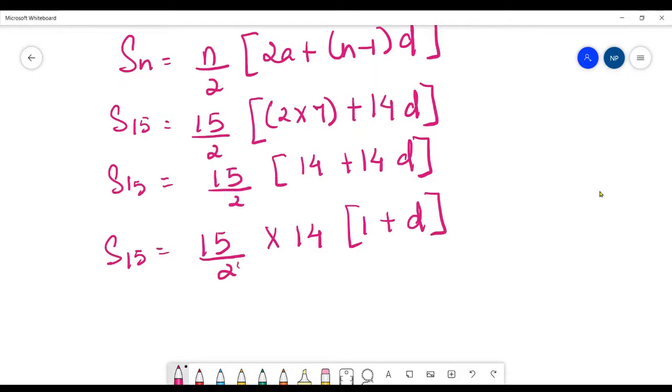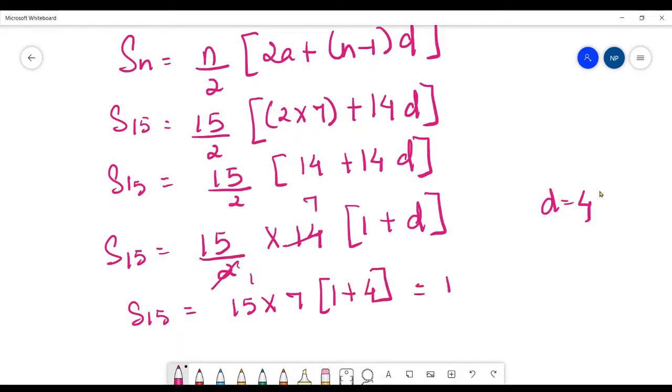Okay. So this comes out 2 ones are 2, 2 sevens are 14. S15 is equals to 15 multiplied by 7 into 1 plus D. Now we know the value of D is how much? It is 4. So this will give us 1 plus 4. 15 into 7 into 5. Okay, 15 into 7 into 5.